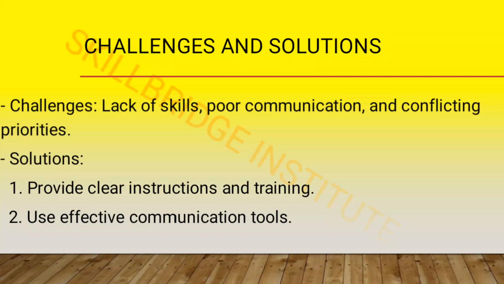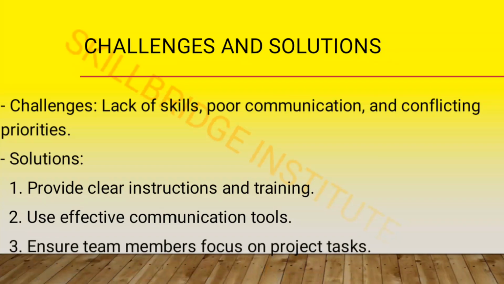Another problem that can be there is conflicting priorities. This is whereby a certain team member wants this particular thing to be done, then you find another team member wants another thing to be accomplished. For you to solve that one, you need to make sure that your team members focus on project tasks which are supposed to be done at that particular time. So make sure you are focusing on something that is supposed to be done at that particular moment. That is what you need to understand as a project manager.